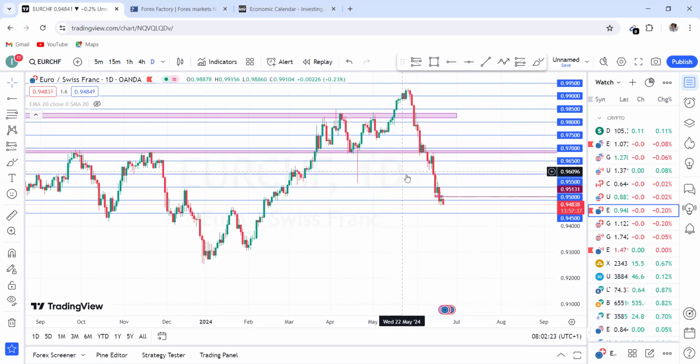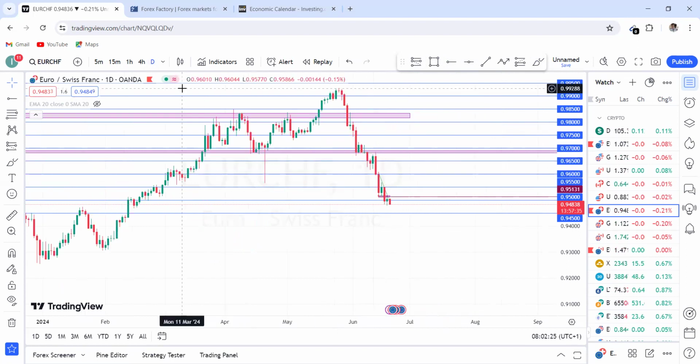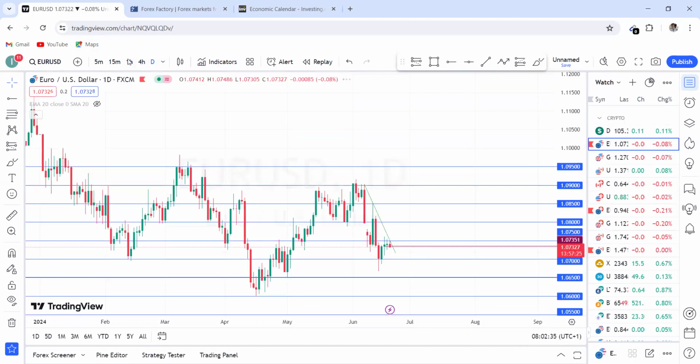So that's why I didn't take this one, but I'm still optimistic that it is still going to sell. Let's see what happens today. So we move over to the Euro USD. I have talked about selling it as well.